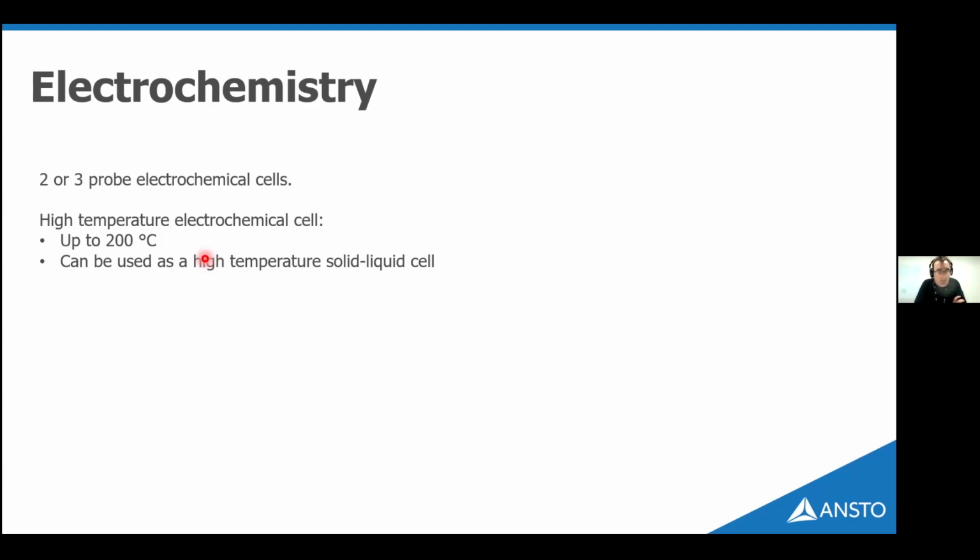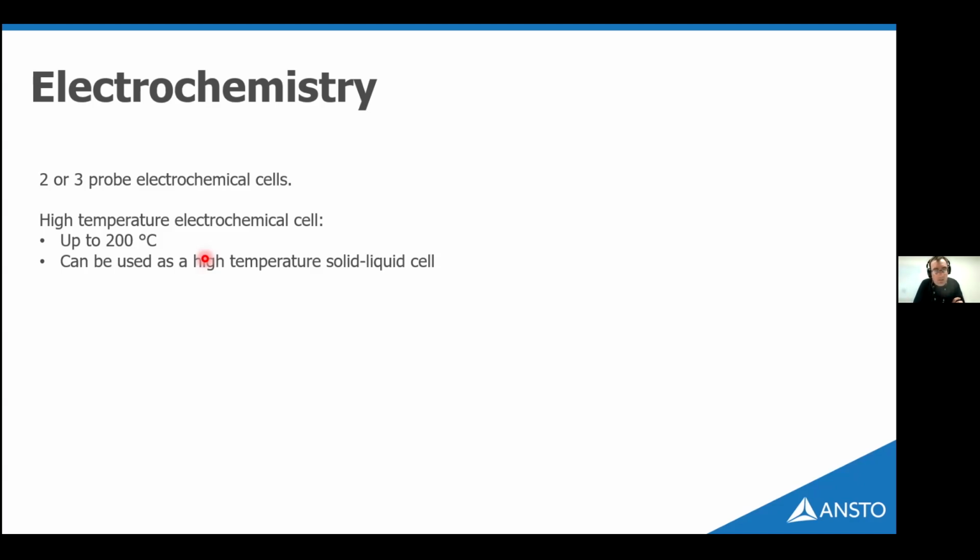So we've developed a high temperature electrochemical cell, which can go up to 200 degrees C. It also, unsurprisingly, doubles quite nicely as a high temperature solid liquid cell, even if you don't want to do the electrochemistry, which we've had a group do as well.